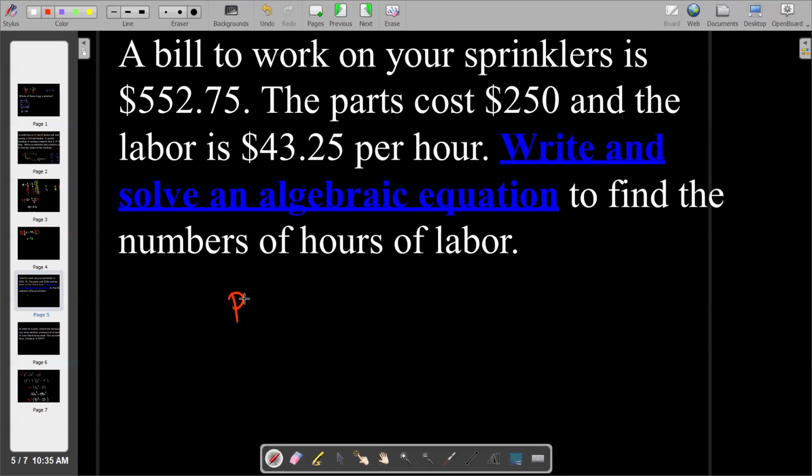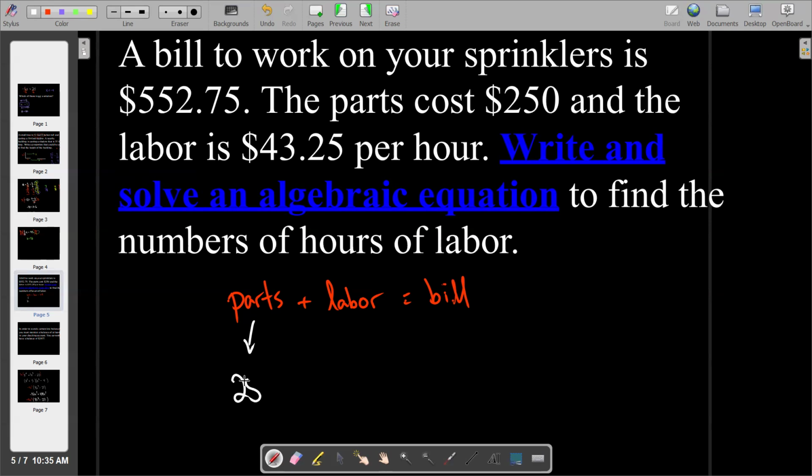I'm a believer in using words. So just writing down something simple like parts plus labor equals bill could be the thing that breaks you wide open. So let's talk in terms of now, what can we put in? Do we have a number that we can put in place of parts?